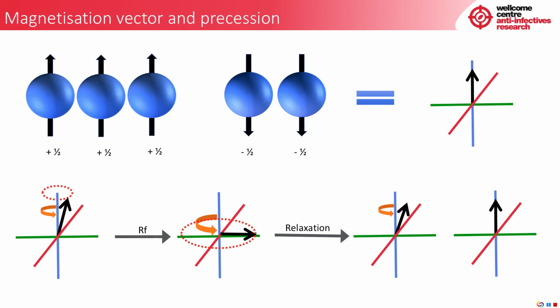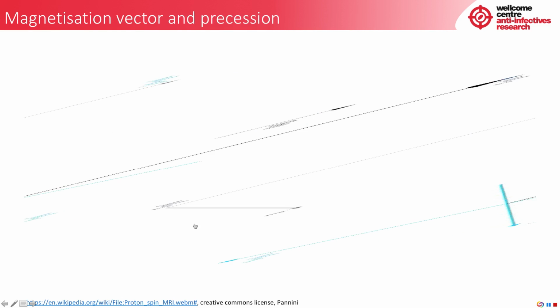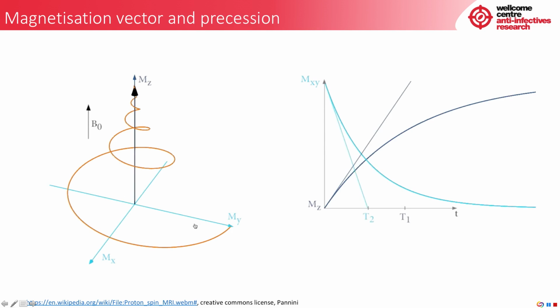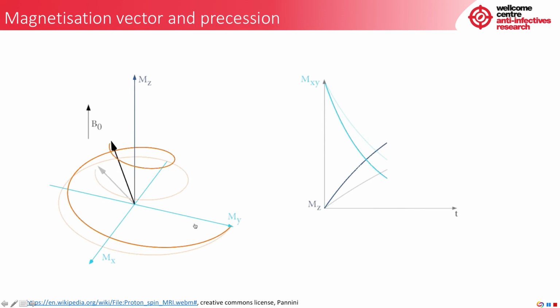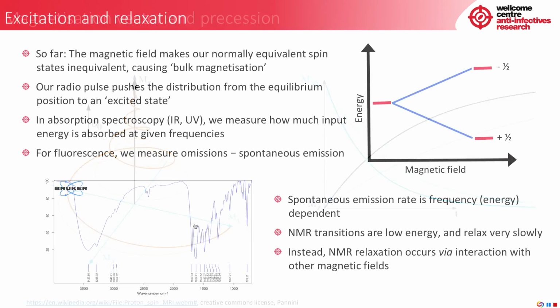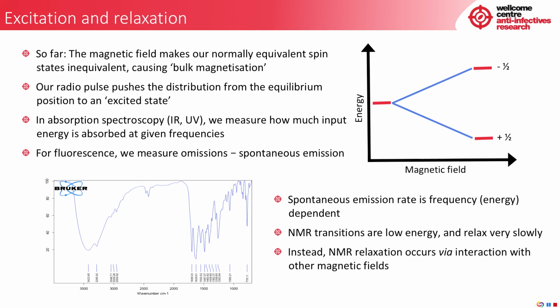This is a bit clearer, I think, in video form. So here we have polarization, and then flip onto the y-axis, and precession back to the equilibrium magnetization. So, to recap, the magnetic field makes our spin states inequivalent, causing bulk magnetization. We then push this from equilibrium with a radio pulse to an excited state.